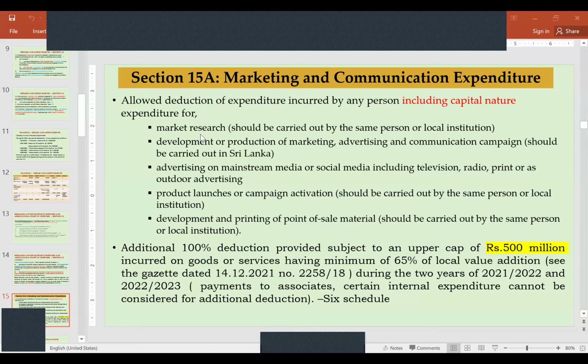If a company incurs some expenditure for market research, it can be deducted irrespective of whether that expenditure is of a capital nature or not. If the expenditure of market research is paid to any local institution or to any person, or if that market research is carried out by the same person, then the expenditure incurred for that market research is allowable under section 15A. So this is a special criteria, a special item that has to be fulfilled to be deducted under section 15A.